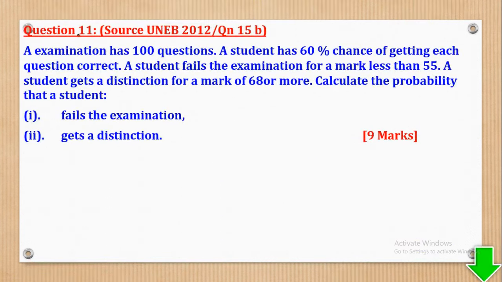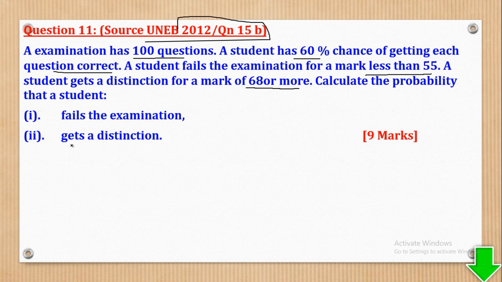So now we shall go to question 11, and question 11 came from UNEB 2012 paper 2 question 15, and it says an examination has 100 questions. A student has 60% chance of getting each question correct. A student fails the examination for a mark less than 55. A student gets a distinction for a mark of 68 or more. Calculate the probability that a student fails the examination, and part B gets a distinction.